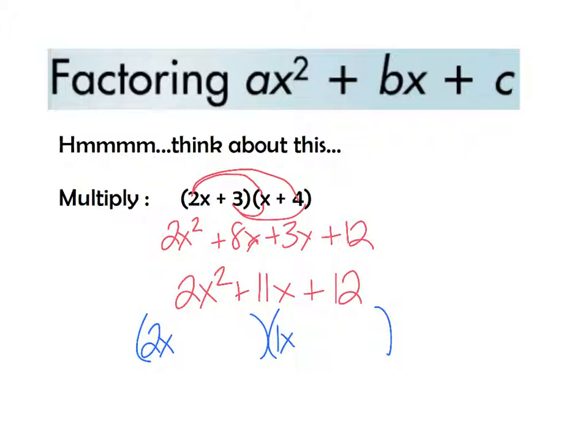I picked the wrong factors. Let's pick something else. Let's pick 3 and 4. Okay, so I put in 3 and 4, and then I check my outer and my inner. 4x and 6x. That would get me a 10x, not an 11x. So I swap them. Maybe I'm just multiplying the wrong thing. I'm going to put the 4 over here and the 3 here. Now I have an 8x and a 3x. There's my 11x. I finally got that 11x I was shooting for.